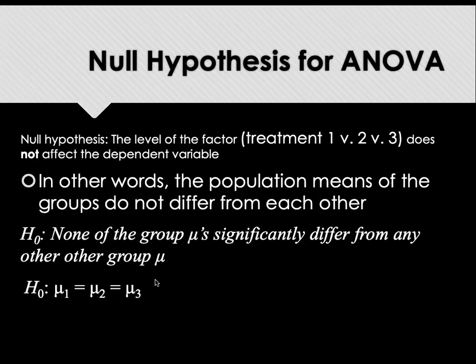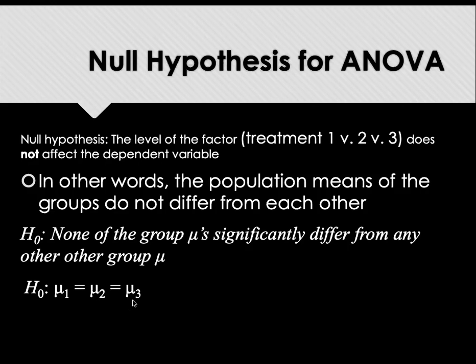Just to go over this again, the level of the factor does not affect the dependent variable, right? Here's our null hypothesis, phrased in different ways. In other words, the population means of the groups do not differ from each other. None of the group means significantly differ from any other group mean. So using our statistical notation, you'll see down at the very bottom here, our null hypothesis is that the mean for population 1 is exactly the same or equal to the mean of population 2, which is also equal to the mean of population 3.